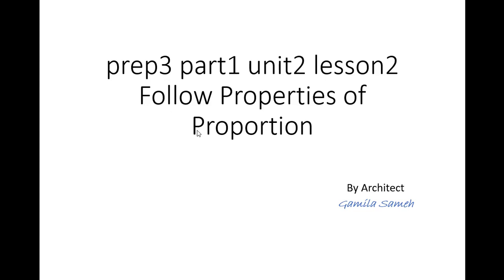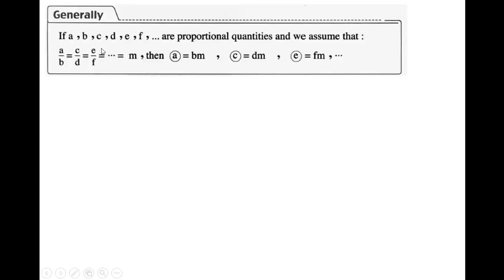I'm going to talk here about properties of proportion. Here, if we have A, B, C, D, E, and F as proportional quantities, we can assume that A over B equals C over D equals E over F equals M.